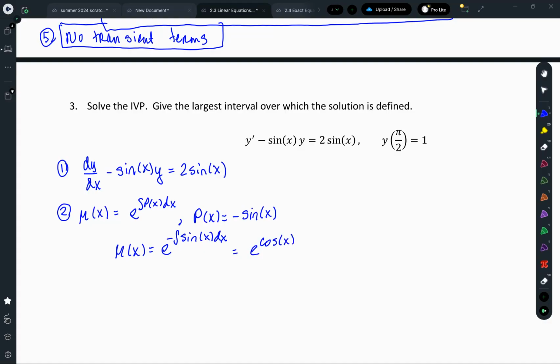And that's it. Okay. There are no domain restrictions that come out of this. We didn't have to divide anything. Sine is defined for all values of x. E to the cosine of x doesn't bring up any domain restrictions either. So far, we have an interval from minus infinity to infinity, so we're good. The third step is to multiply mu of x equals e to the cosine of x through the DE.